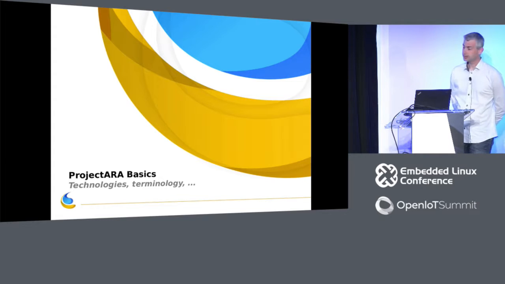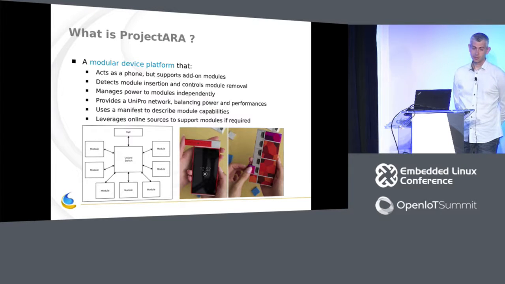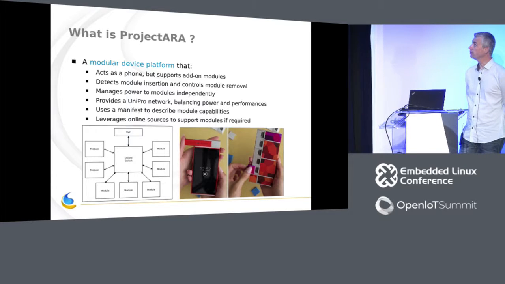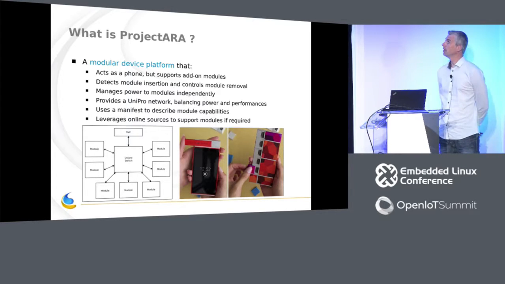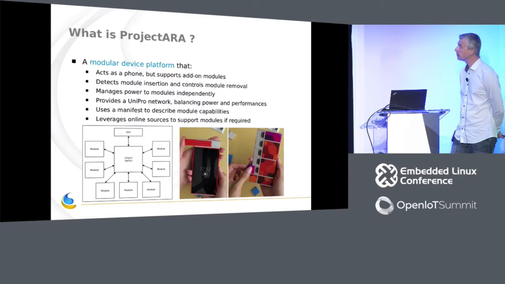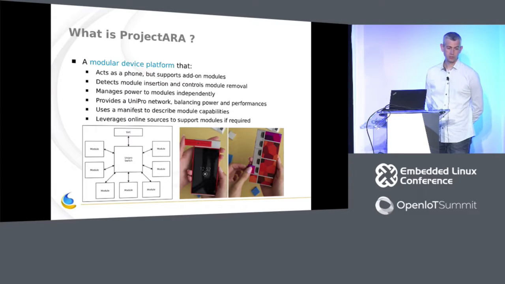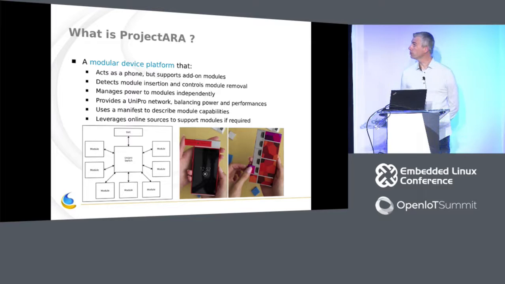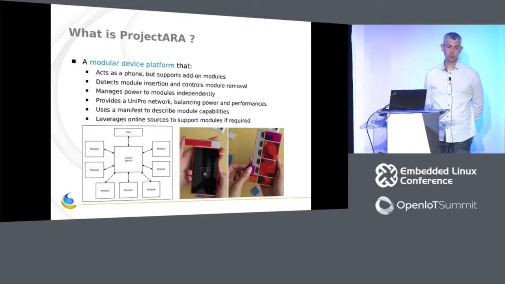Okay, let's start with some basics. Terminology, technology. For those of you who may not know exactly what ProjectARA is, it's a modular platform that acts as a phone but supports add-on modules. It detects the insertion of modules and controls how it is ejected. We control the power that is provided to those modules on a fine grain. The platform provides a UniPro network. UniPro is the name of the high-speed communication channel used to connect all the modules together.